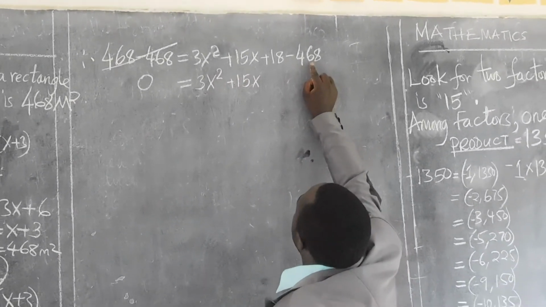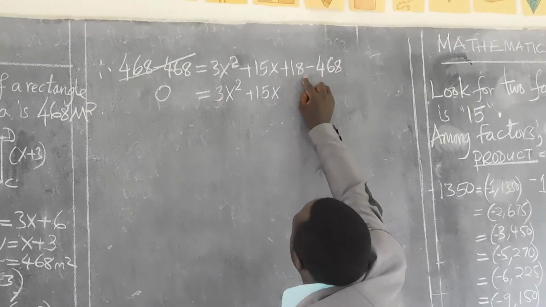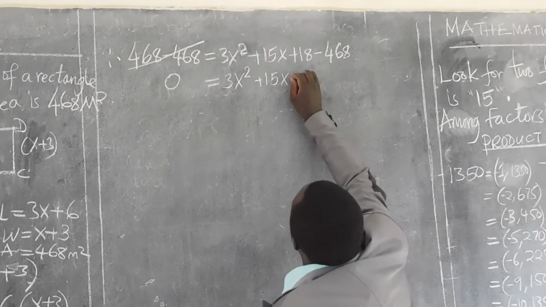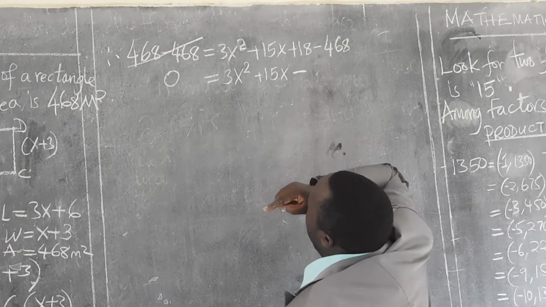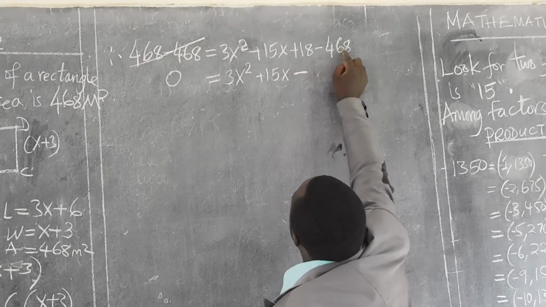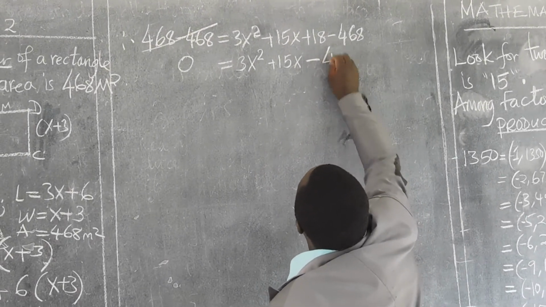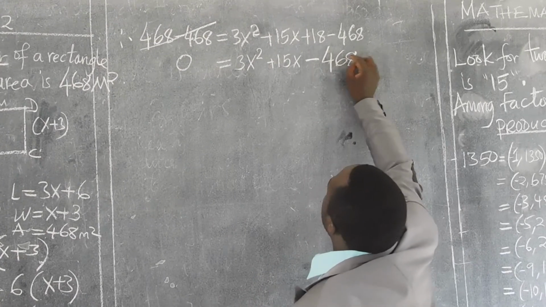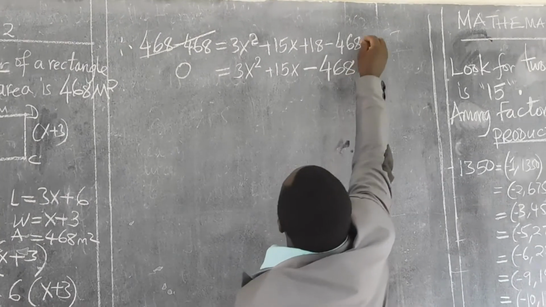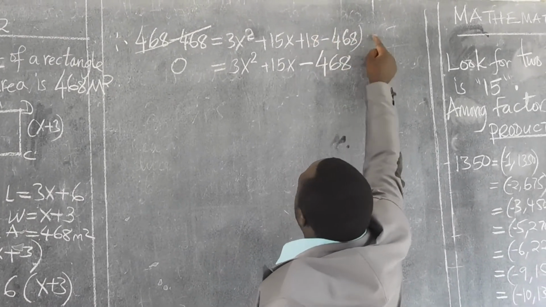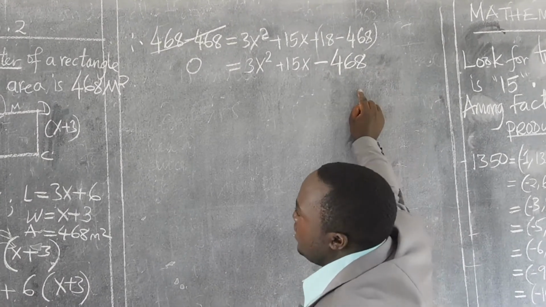Once you combine 18 as a positive number with negative 468, the side with the big number is negative. Therefore here it will be negative, because the negative is the bigger number while the positive is the smaller number. So we combine positive 18 and negative 468 to get negative 468.